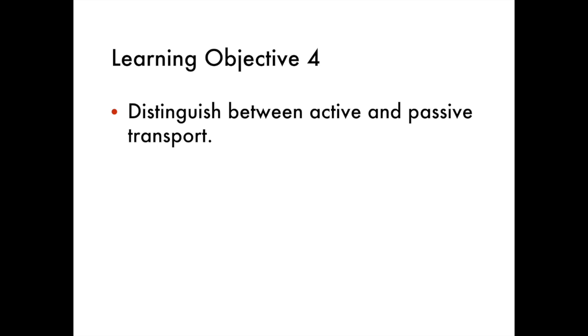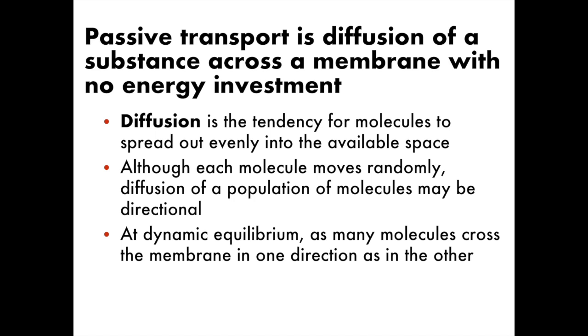Okay, for learning objective 4, we're going to distinguish between active transport and passive transport. So active transport and passive transport. Passive transport means that a substance can pass through the membrane without any investment of energy.